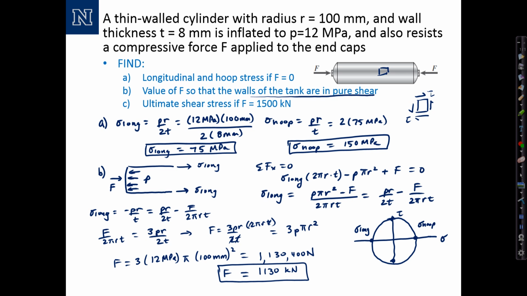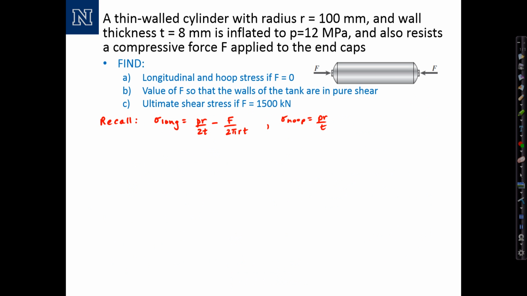The last part of the problem is similar. It asks, what is the ultimate shear stress if F equals 1,500 kilonewtons? What's going to happen here? F is greater than the force that was required for pure shear, so it is actually going to make the longitudinal stress more negative. So we're going to have a situation something like this, where the ultimate shear, tau ultimate, is going to be, again, the radius of the circle, but appearing somewhere to the left of the origin.